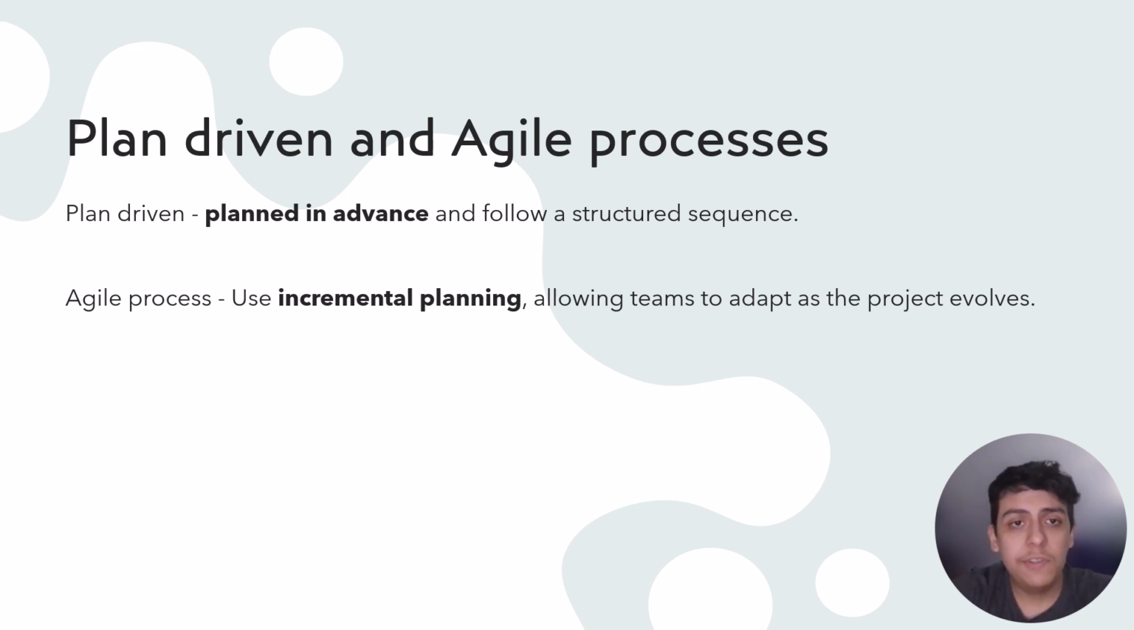And then the next one we have is agile processes, and this means that it uses incremental planning, allowing teams to adapt as the project evolves, and it will focus on flexibility, collaboration, and continuous feedback. Some blended approaches: in practice, many development processes combine elements of both, and this can help balance the structure and adaptability depending on the project needs.